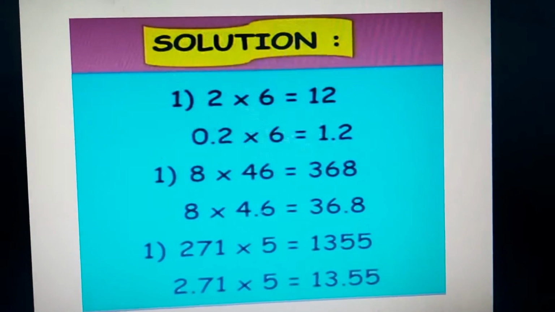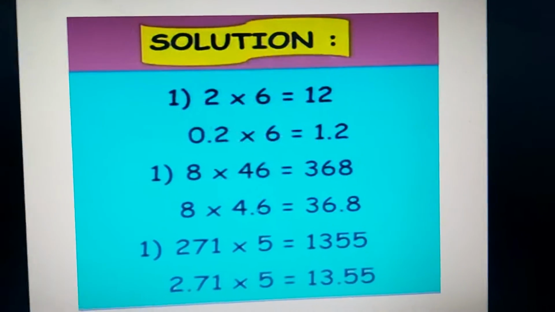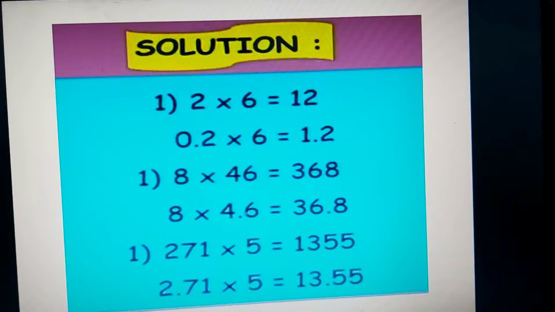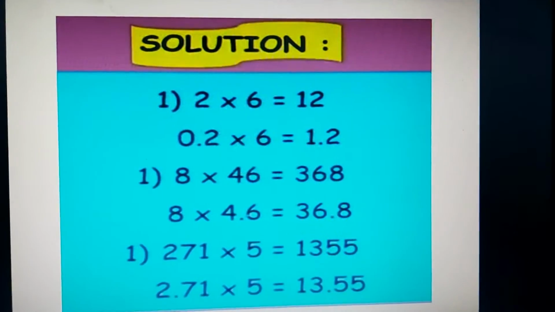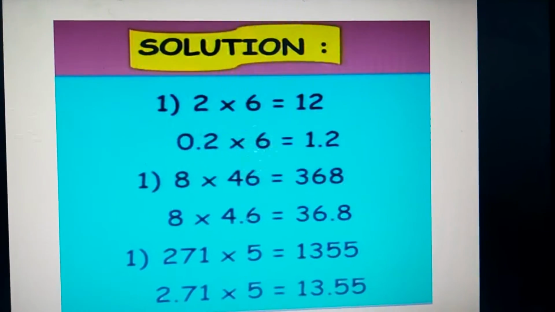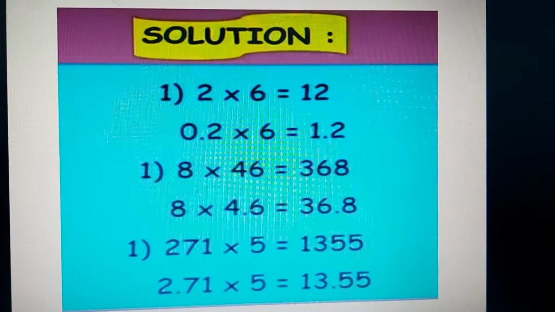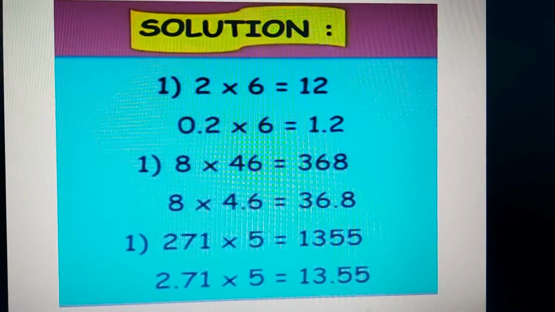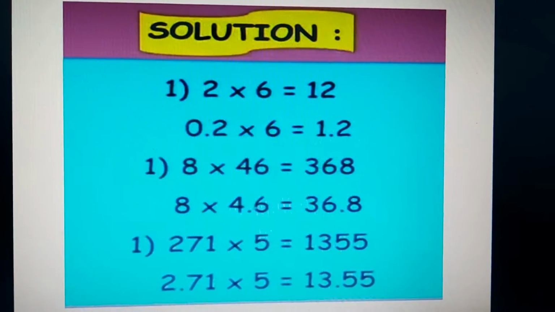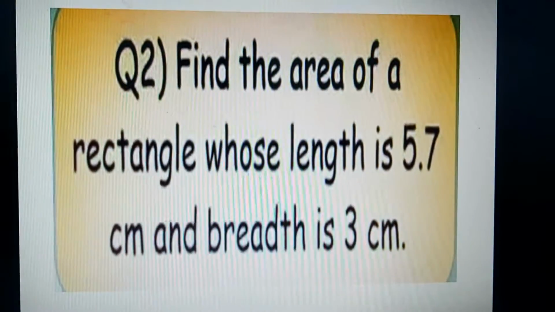So 0.2 into 6, that will be 1.2, and 8 into 4.6. So simply we have to multiply it. So we will get the answer 36.8, and 2.71 into 5. So we will have the answer 13.55. Now see question number 2.